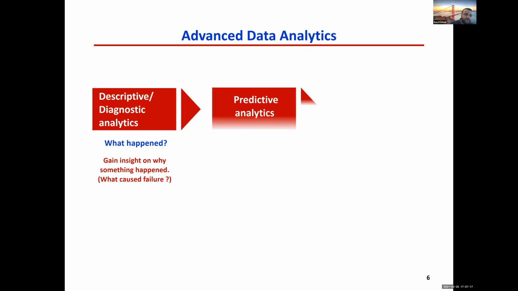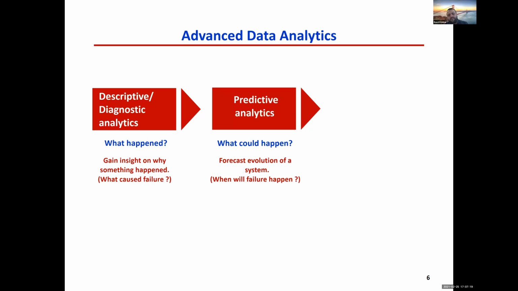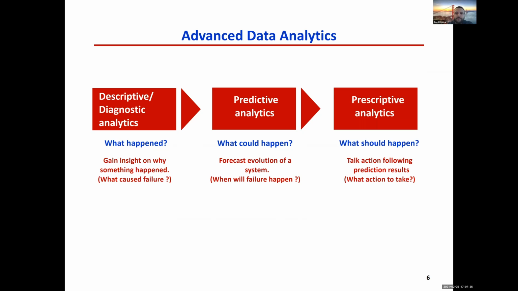So this is the first step, which is descriptive analytics. The next step, if we know what component has failed, we can somehow predict how the system will evolve in the future. For example, if we can detect some degradation in the system, we can detect the future degradation or the evolution of the degradation in order to predict maintenance.